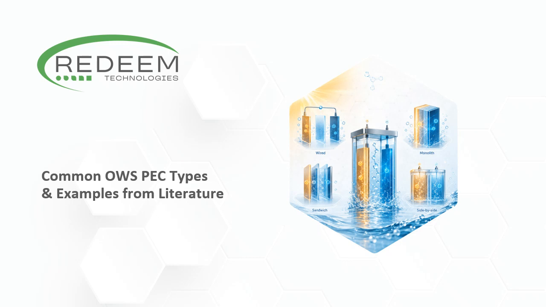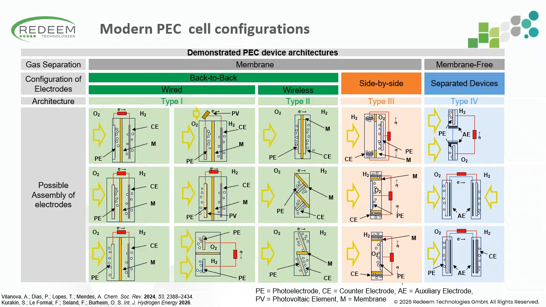Now in this chapter, we will go through the most common reactor concepts, discuss their advantages and disadvantages, and see how they've been implemented in the literature. So this overview brings together the main photoelectrochemical device architectures that have been demonstrated in the literature. And although the figure looks quite complex, the classification is based on two simple questions. First, how are hydrogen and oxygen separated? Most systems use a membrane, while others avoid membranes entirely. Second, how are the photoelectrode and the counterelectrode arranged and electrically connected?